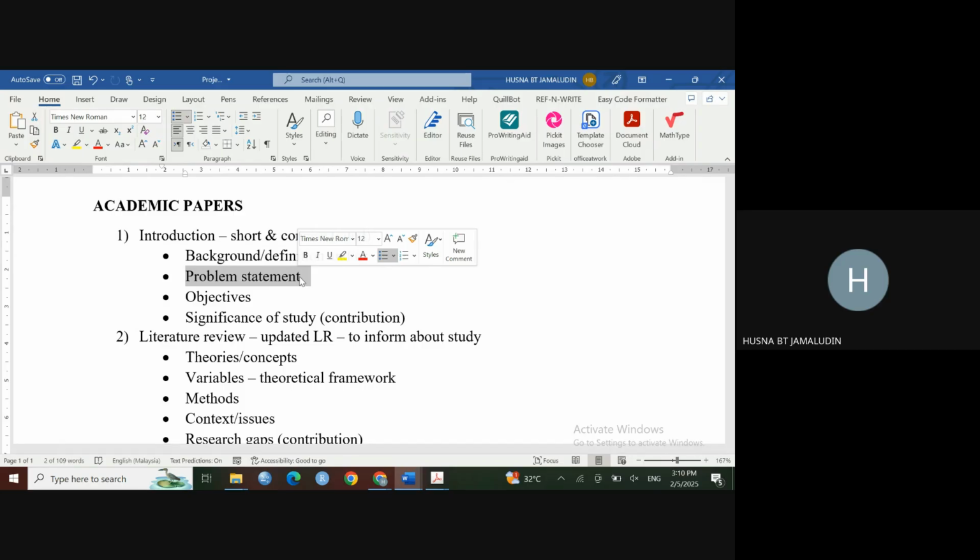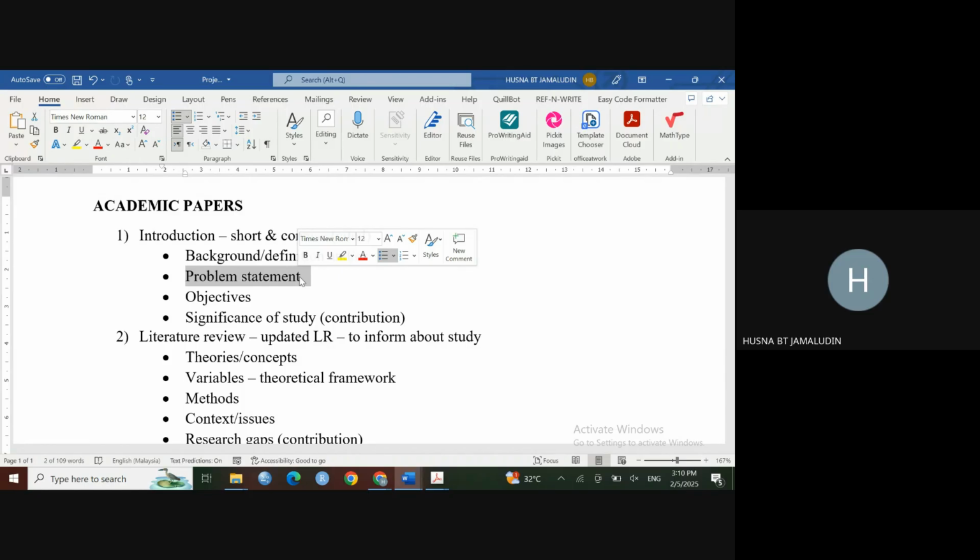If let's say you don't have any problem statement, you don't have any issues, people will be questioning you. What's the problem here? You cannot see any problem. Then what is the need of having the paper, right? So problem statement is compulsory in an academic paper. When I say academic paper, it is also referring to a Scopus paper. So in academia, we want our paper to be published in Scopus.